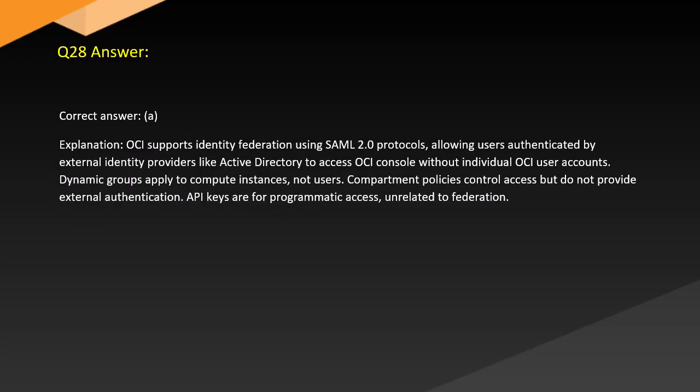Answer. Correct answer, A. Explanation. OCI supports identity federation using SAML 2.0 protocols, allowing users authenticated by external identity providers like Active Directory to access the OCI console without individual OCI user accounts. Dynamic groups apply to compute instances, not users. Compartment policies control access but do not provide external authentication. API keys are for programmatic access, unrelated to federation.